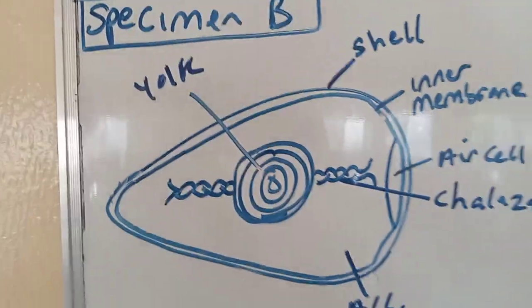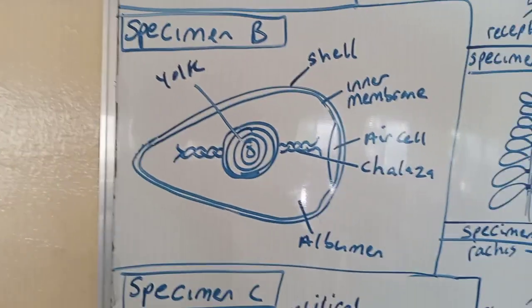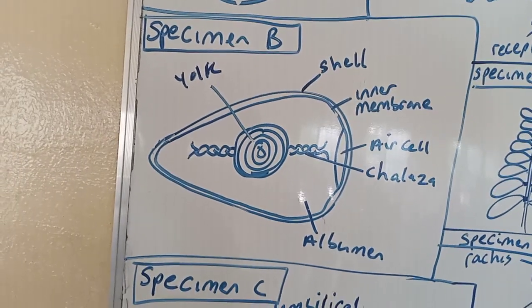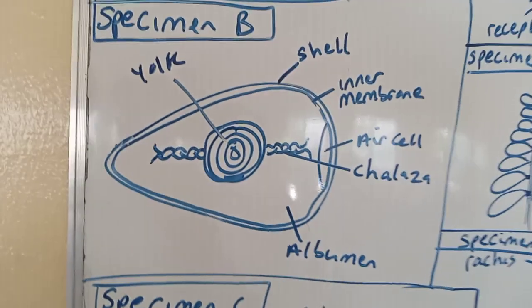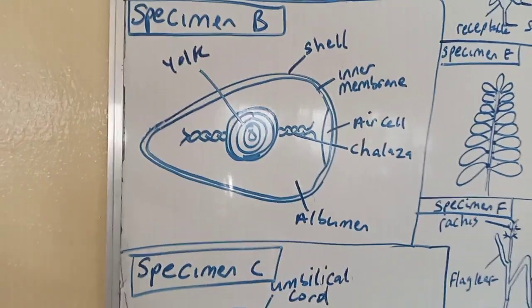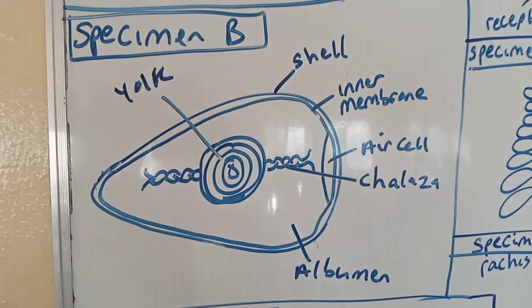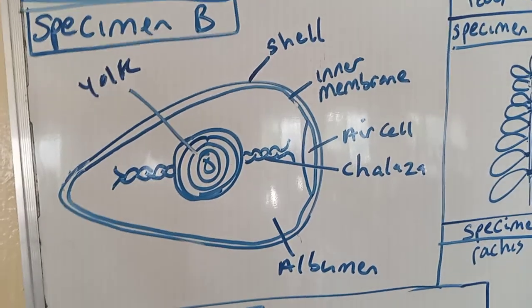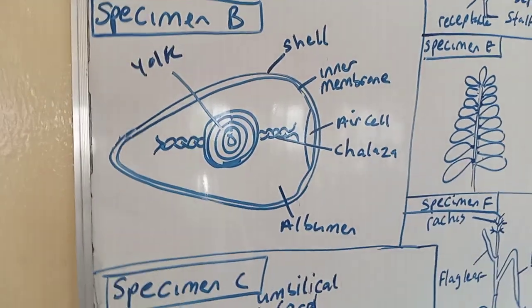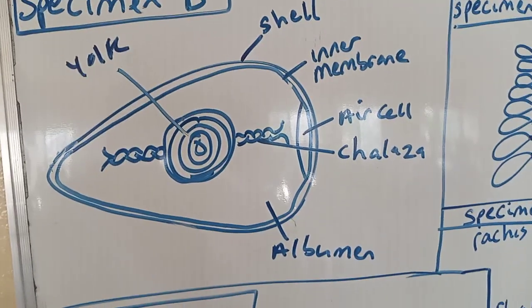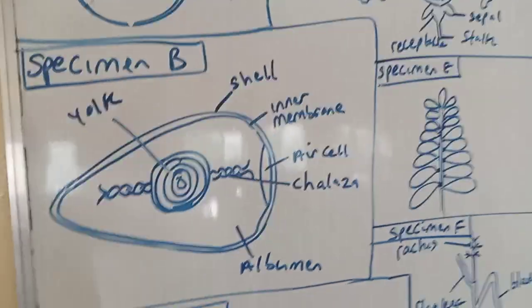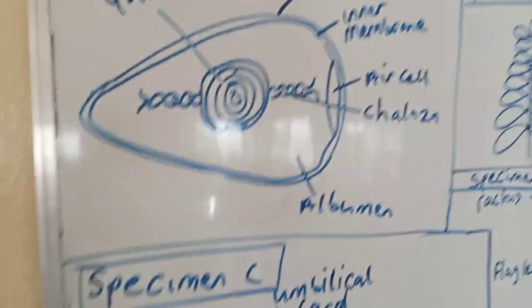Then we have specimen B. We talked about it, the matured egg of a domestic fowl, shell intact. So this is the diagram. We have the shell, the inner membrane, the yolk, the air cell, the chalaza, and the albumen. Don't mind my handwriting, it's wonderful. My students always talk about it.